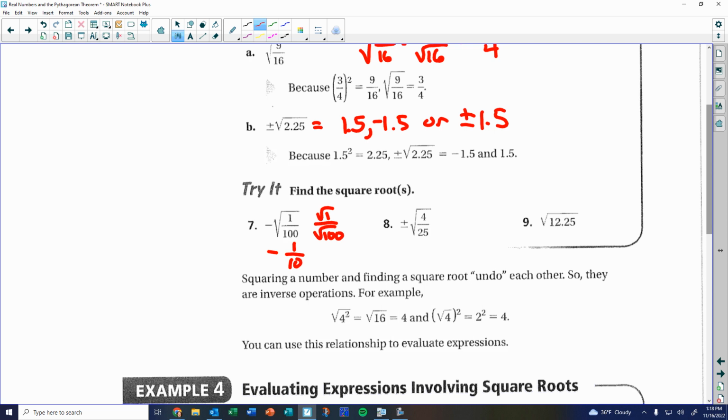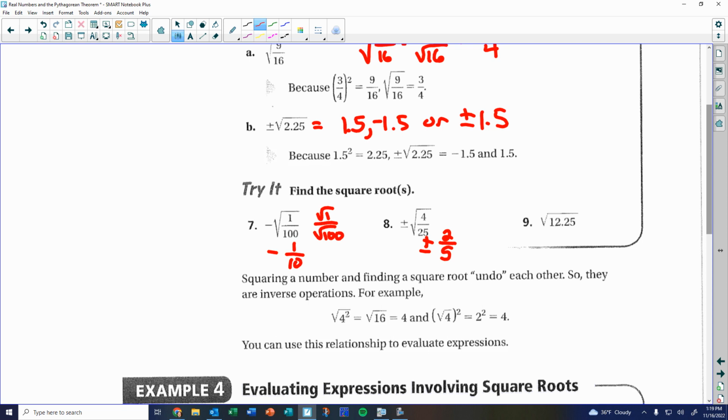Now, what happens when the plus or minus is out front? What's it asking for then? Negative and positive. Both roots, right? The positive root and the negative, right? So again, take the square root of 4, which is 2. What's the square root of 25? 5. And then you have your plus and minus. Plus 2/5 and minus 2/5.